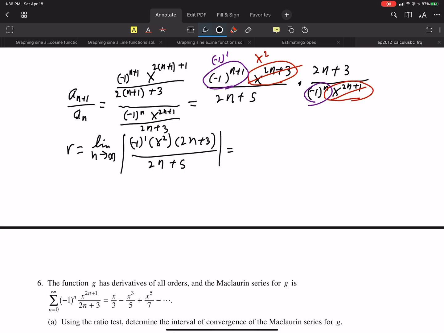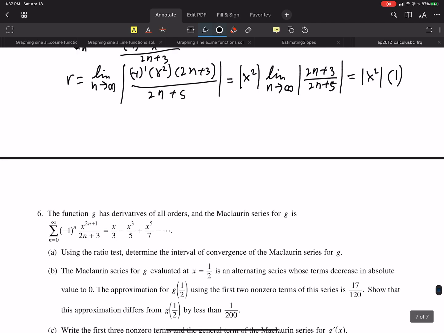Now, our variable that's changing, n, is going to infinity, so x is actually a constant. The negative 1 is insignificant since we have an absolute value, so I'm going to pull the x squared out in front. It's the rule of the limit. A constant can be pulled out, and we're left with this. So you can either divide top and bottom by n, or you can do L'Hopital's, but what you'll get here is this is going to be 1. So now we found r.